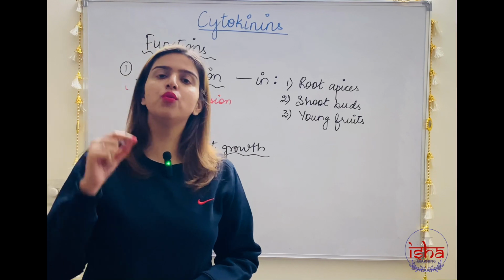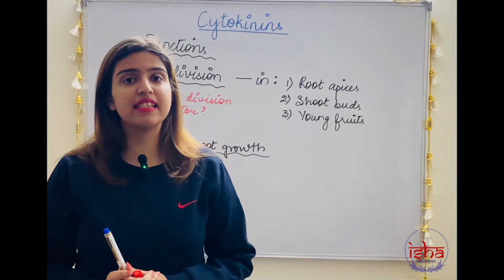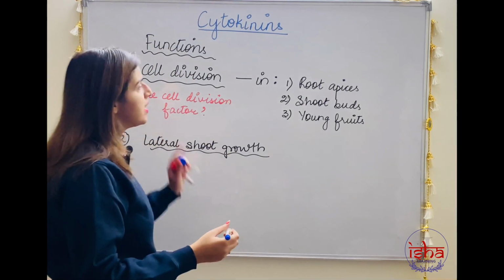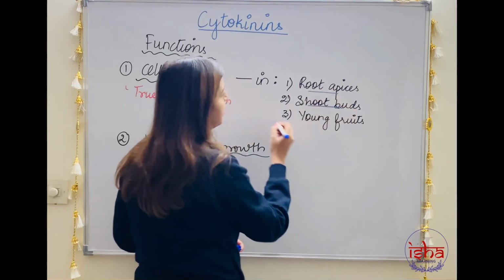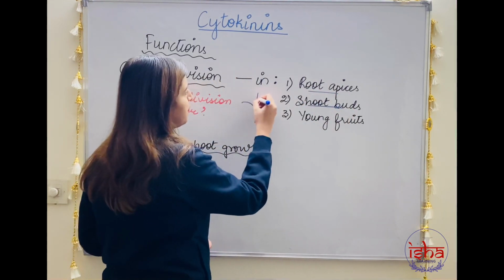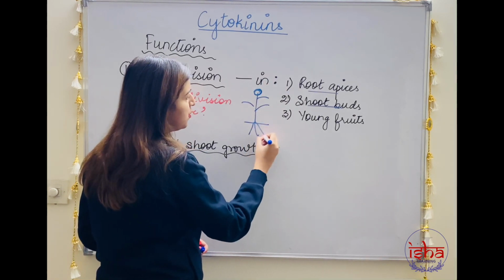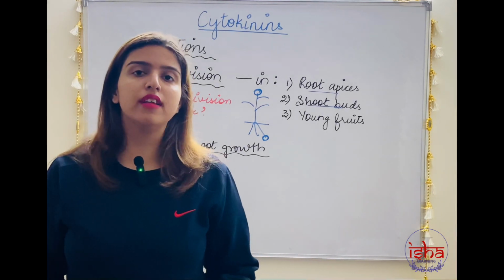We know in the root apex and the shoot apex, we have very fast dividing cells known as meristematic cells. So definitely a lot of cytokinins are going to be found in the root apices and in the shoot buds. As in, if this is your plant, this is going to be your shoot apex and this is going to be the tip of the root known as the root apex. You'd find a lot of cytokinins here.